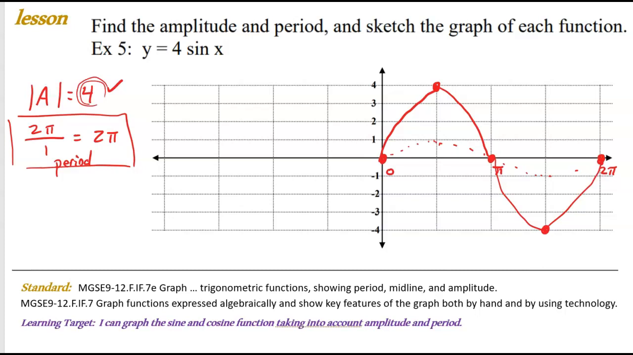That is one full period. So just to be clear, the period is still 2 pi, no change. We're going to deal with the change in period in just a minute, but not yet. And then 4 tells me how high that point needs to go. Now, here's what's cool. You're like, where did you get those points from?